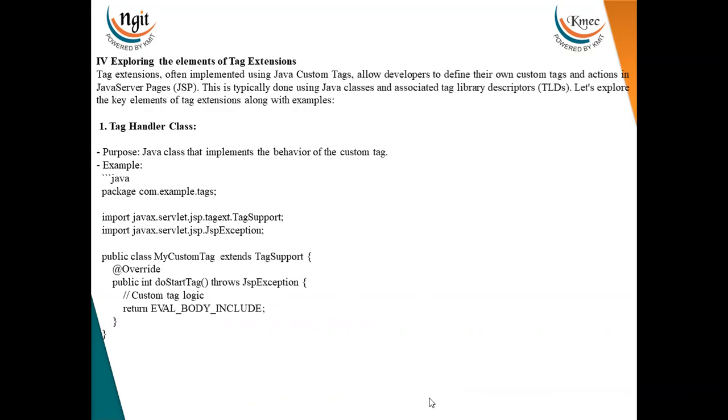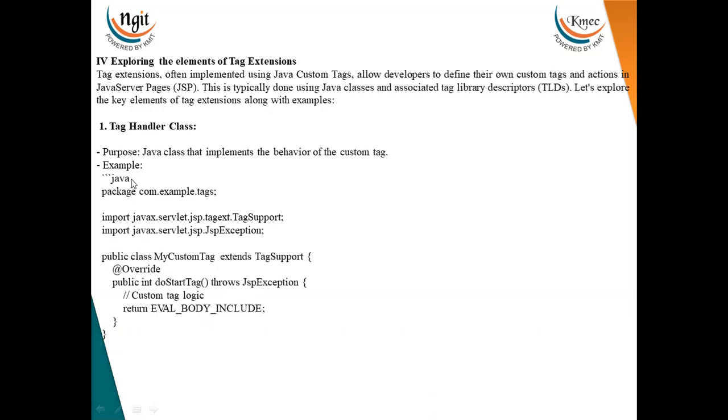And exploring the elements of tag extensions, often implemented using Java custom tags, which allow developers to define their own custom tags and actions in JSPs. This is typically done using Java classes and TLDs, that is tag library descriptors. The key elements of tag extensions, let's explore. Tag handler class: the purpose of this tag handler class is to implement the Java class, where the Java class will implement the behavior of this custom tag, showing how this tag will be working.